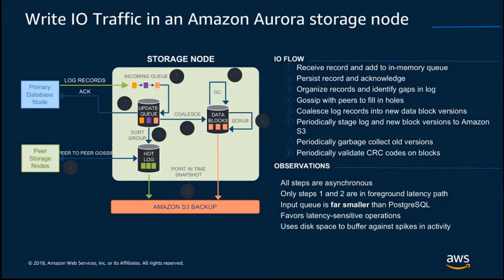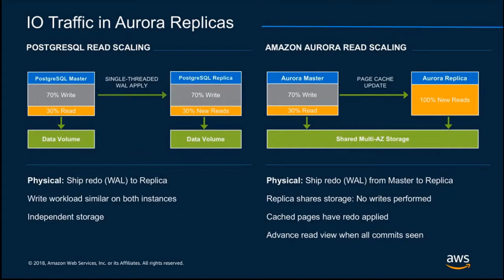And we're using basically disk space to buffer against these spikes in activity. This is all way below the waterline, not visible to the database or to the end user, but I just want to give you a sense of the architecture underneath and how we deliver the performance that I'm going to show you about in the next few slides.